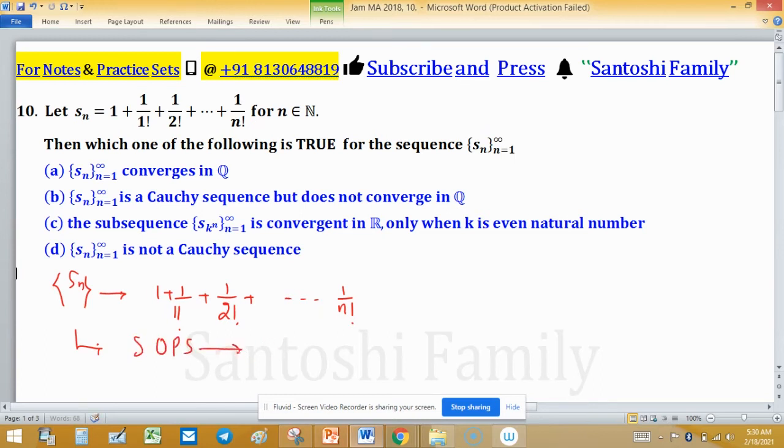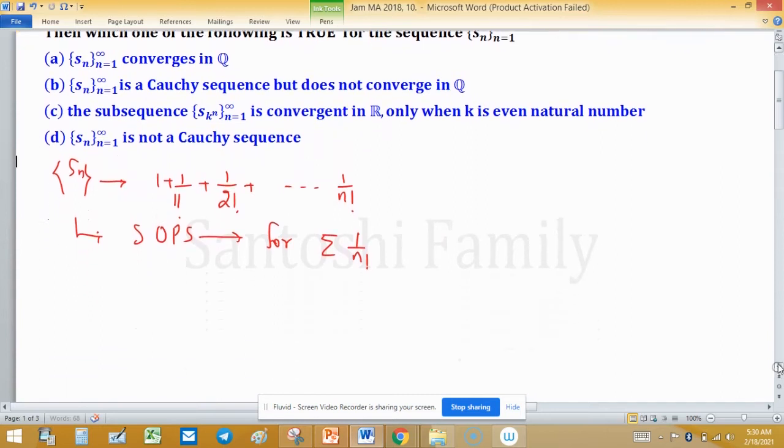And we test the sequence of partial sums for the series. This particular series is 1 upon n factorial. A series is said to be convergent if its sequence of partial sums converges. The series will converge at the same point where the sequence of partial sums converges.